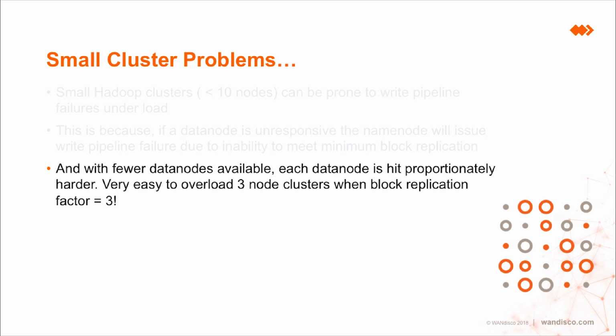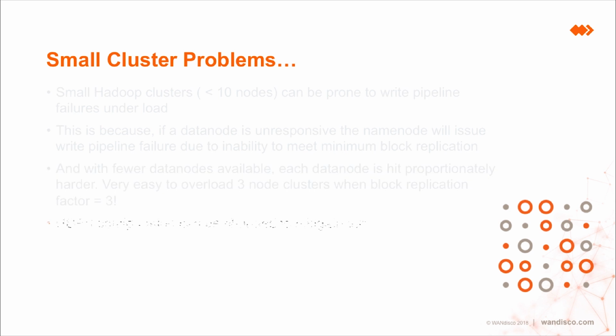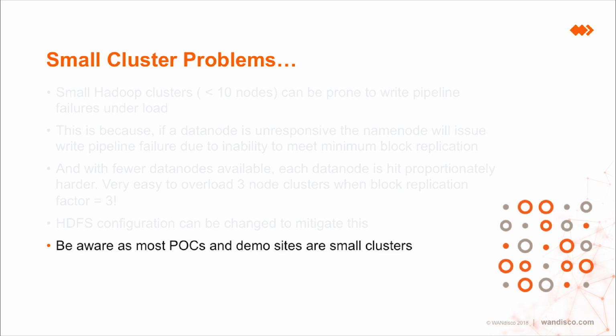So this can be tuned down, especially if it's a testing or POC environment. The block replication can be set to 1 or 2, and that might help alleviate some of these problems. The HDFS configuration can be changed to address this, but be aware that most POCs and demo sites are small clusters, and I wouldn't push those environments very heavily.